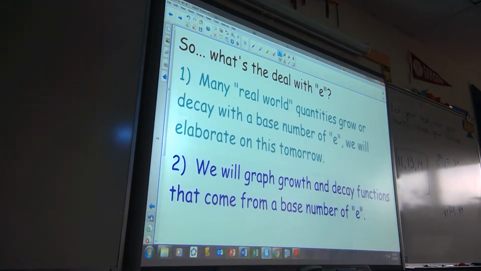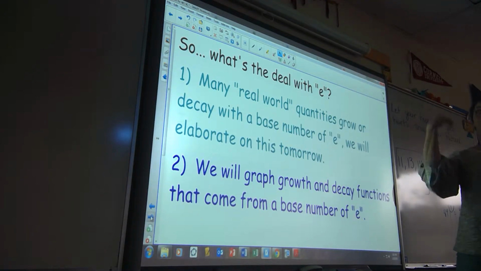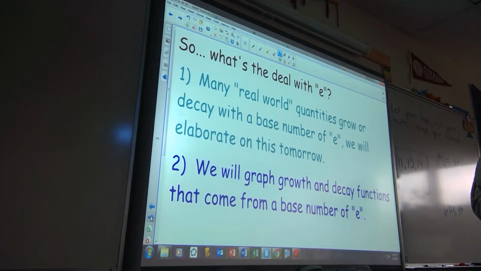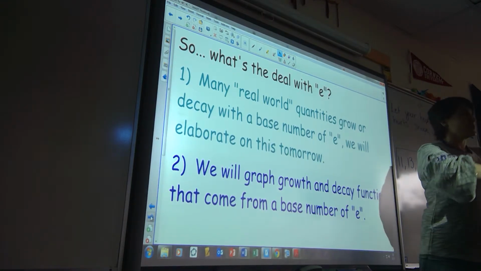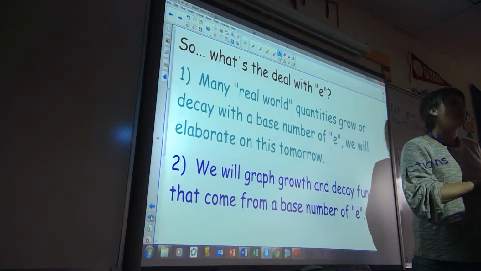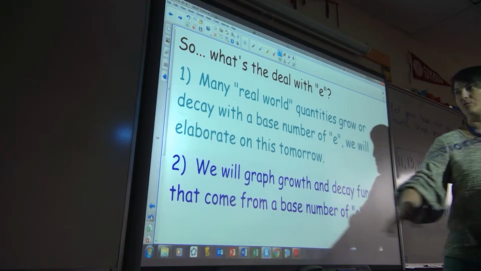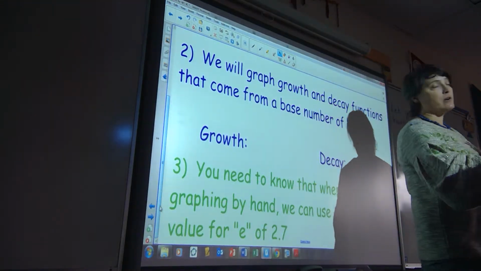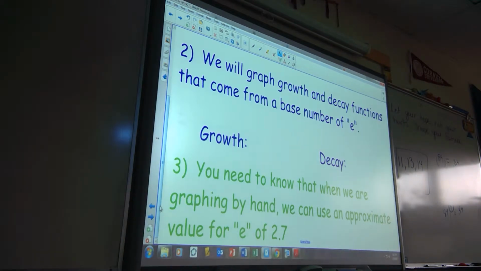Things you need to know about E, like I just discussed, there are real world quantities that grow and decay with a base of E. And so tomorrow we get into word problems, and that's where we'll see some real applications of where E can play a role. Today we're just going to be doing some basic graphing and just working with the number E.